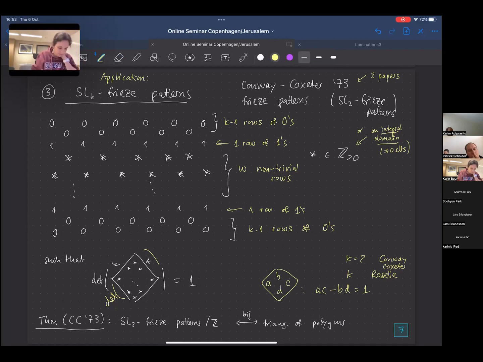Well, what Conway and Coxeter showed were many things, but one of them in these two nice papers is that such frieze patterns over the integers are in bijection with triangulations of polygons. And I'll show in a few minutes how that works.